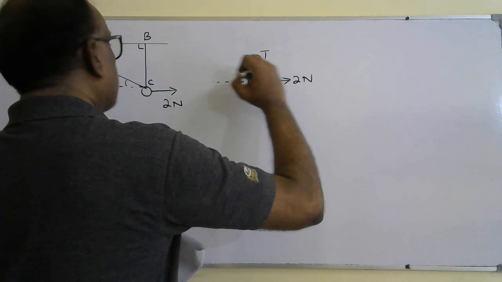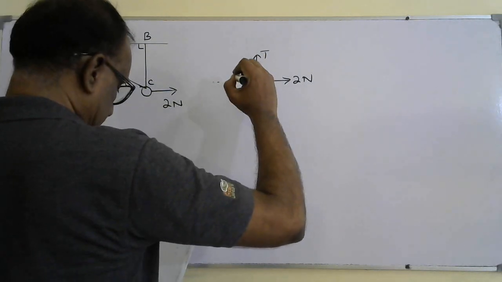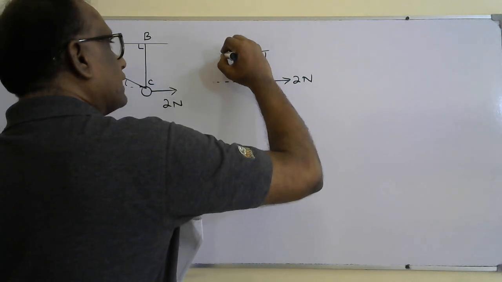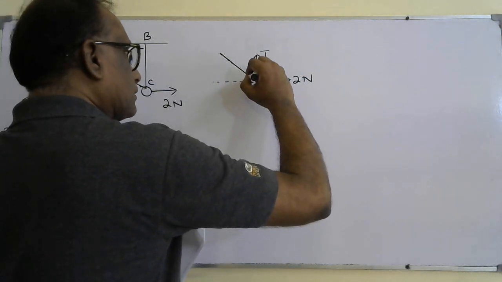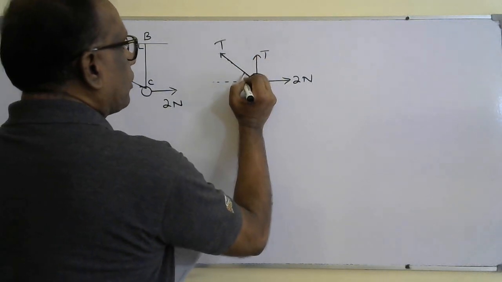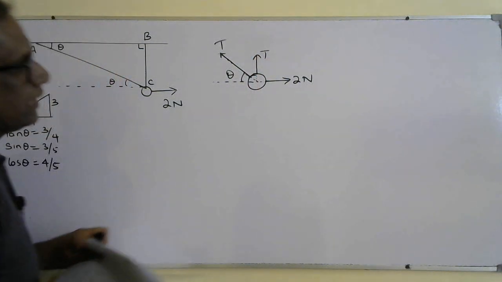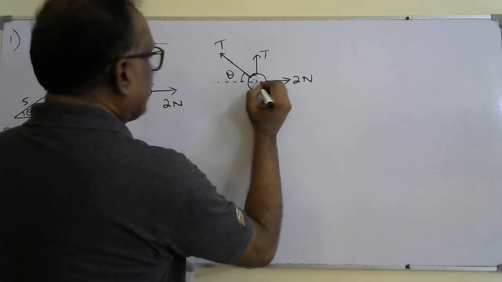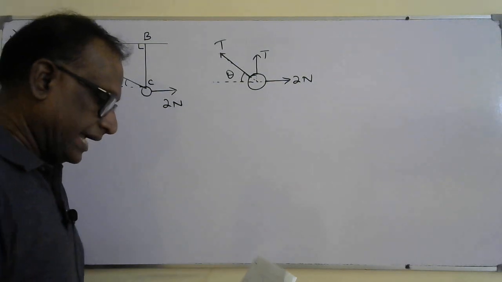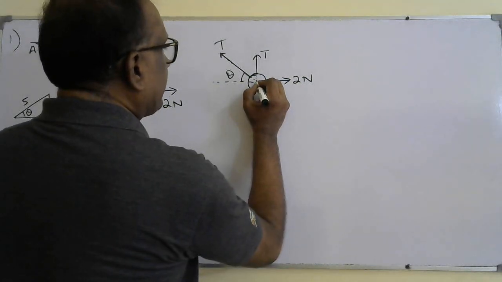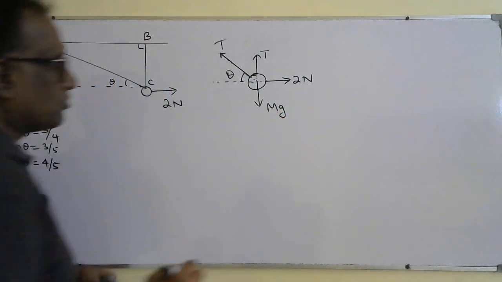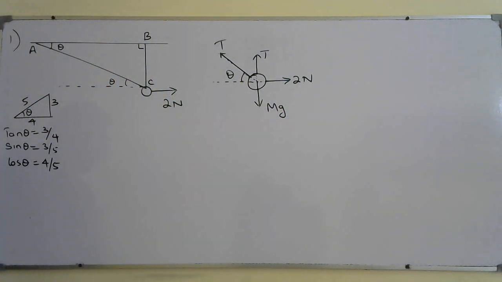You can draw it passing from this part. I can take it like this. Yeah, this is passing through the center. This is tension T, that makes an angle theta with horizontal. And also the mass is given as M, so the weight will be mg, that is acting vertically downwards. These are the forces acting on the ring.